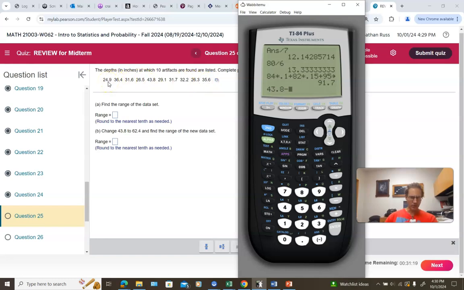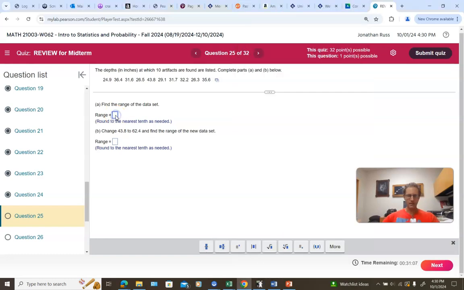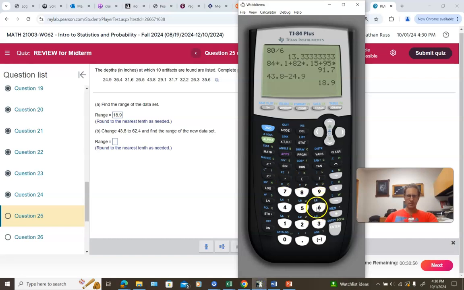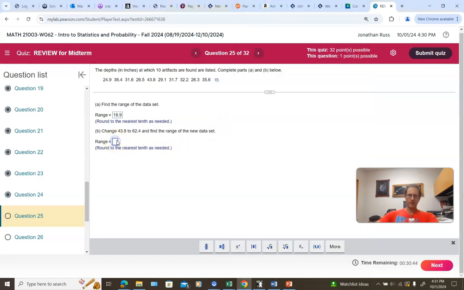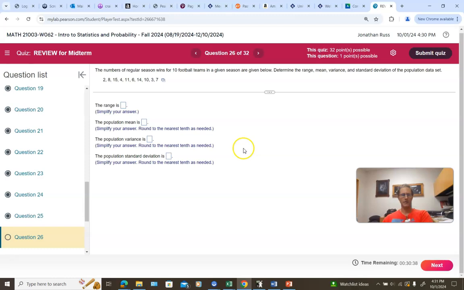Let's see, 24.9. Yeah, 24.9. So it'd be 18.9. And then it says change the 43.8 to 62.4 and then find the range. Well, if the maximum is now 62.4 and you subtract the minimum, which is still 24.9, then you get 37.5. Okay? So that would be the new range. Anyway, it's kind of a weird problem.